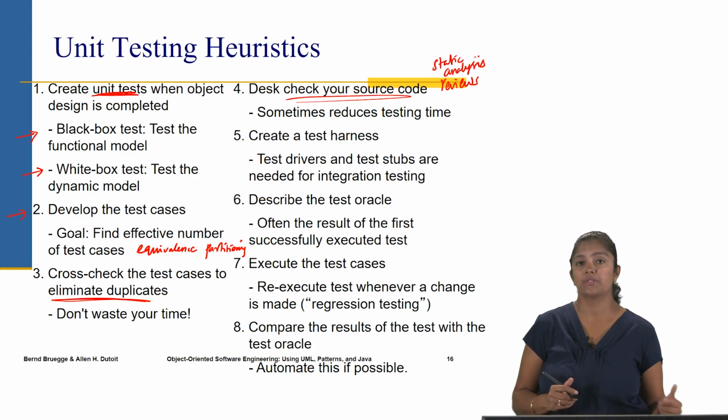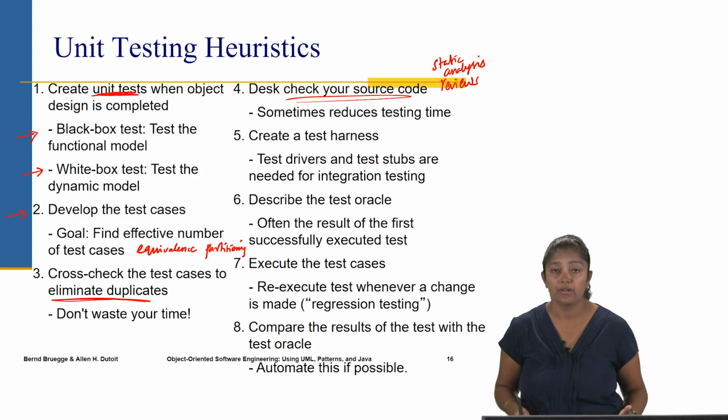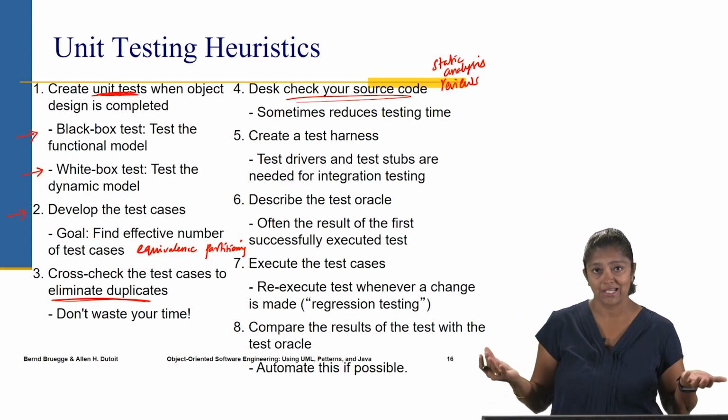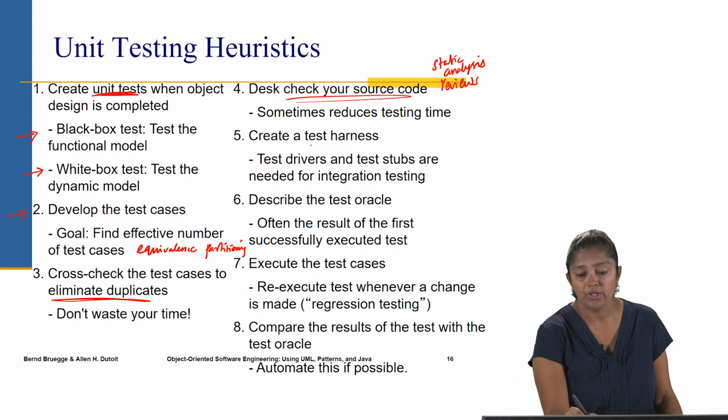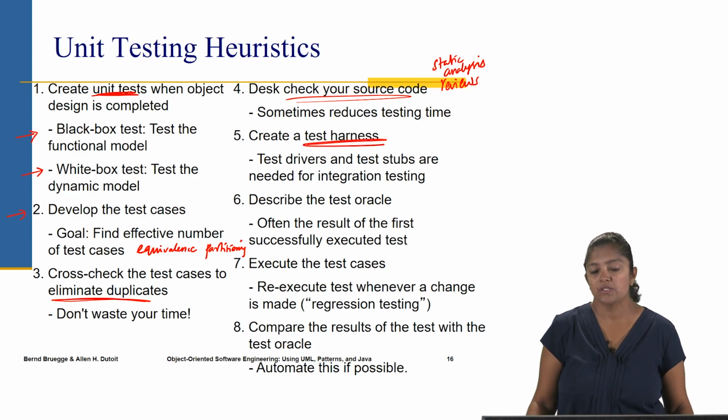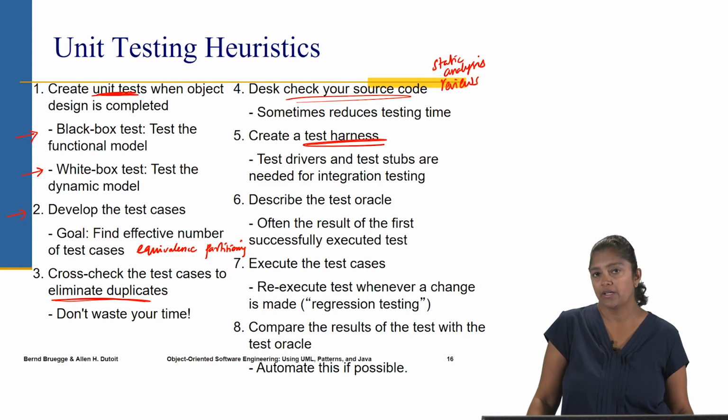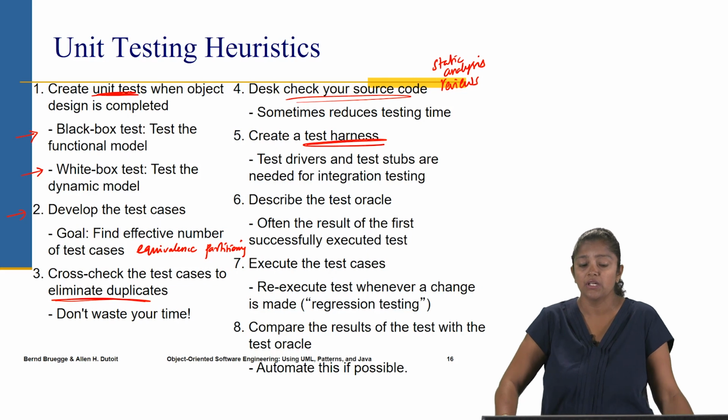That helps and reduces some of the testing time, because a lot of errors get caught in that static analysis just through reviews. Then we might have to create a test harness. That's basically writing drivers or stubs. This is especially needed for integration testing.